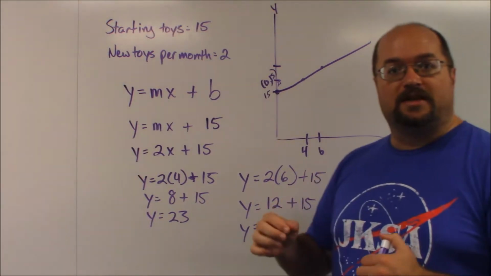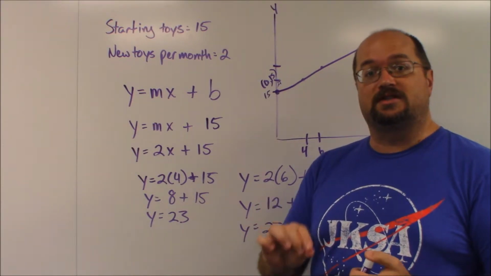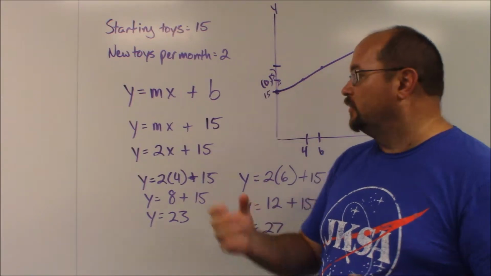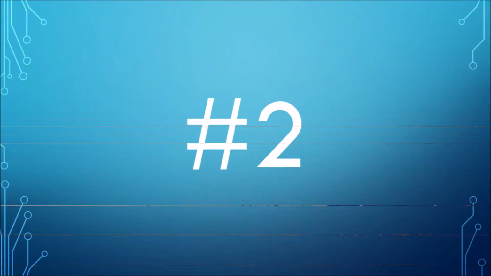What makes D wrong is that it doesn't account for the y-intercept at all. It just completely ignores it, and it starts the line at the origin. Well, the line doesn't start at the origin because we have a y-intercept of 15. So our correct answer is B.